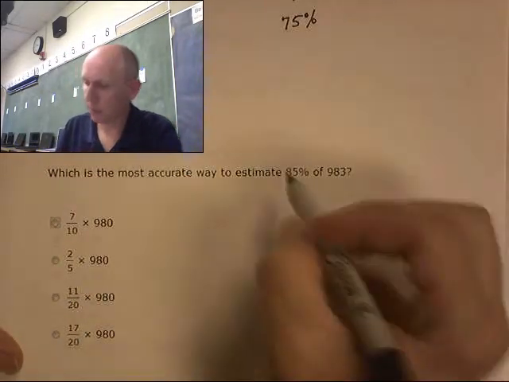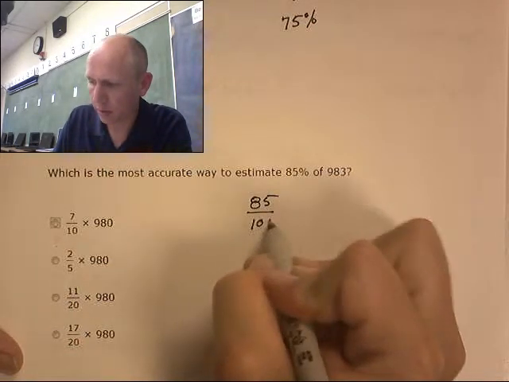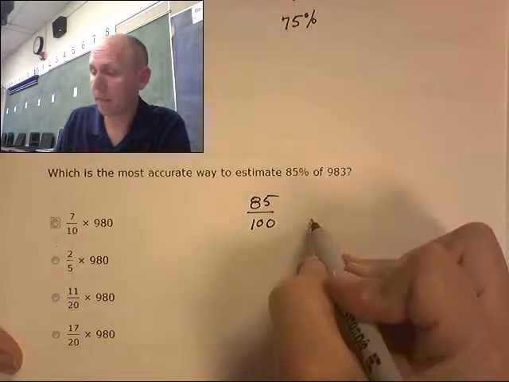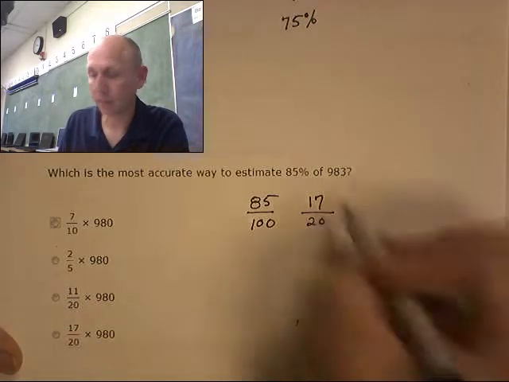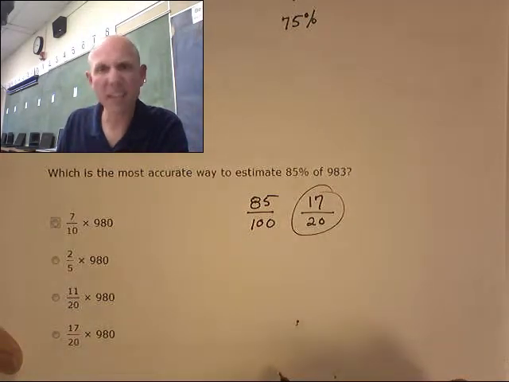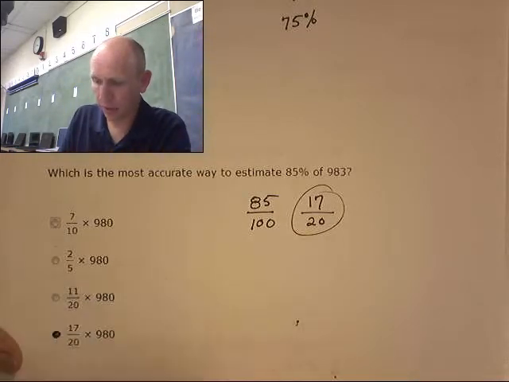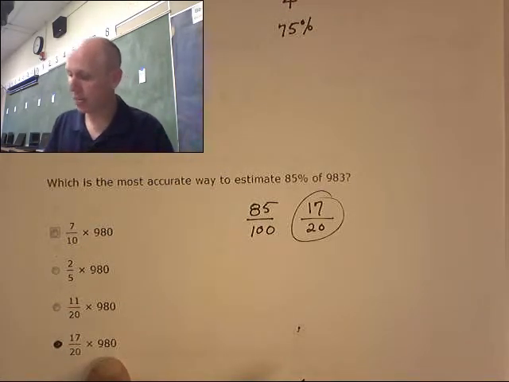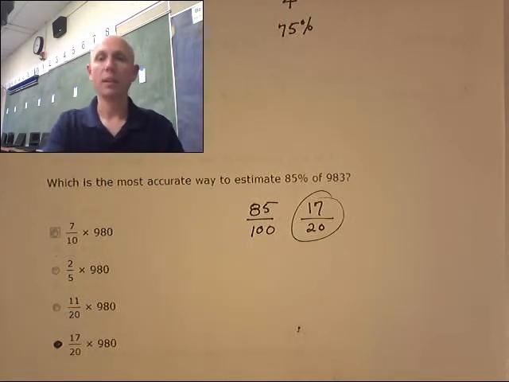Well, what is an 85%? 85 is 85 out of 100. Can I reduce that? Maybe by 5s? 5 goes into 120 times, and it goes into 85 17 times. 85% is 17 over 20. Do I have an answer like that over here? Hey, look at that, 17 over 20. 17 over 20 times 980. That's good. That's it for that one. Bye-bye.